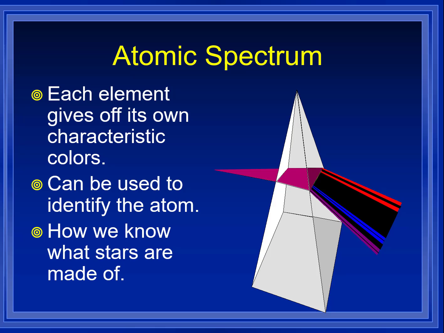If you've got more of it, you're going to make more of that light, so that line's going to be brighter. So you can tell not just what element there is, but how much of it, based on where the lines are and how bright they are. Because that's how you know what stars are made out of: the light they give off.